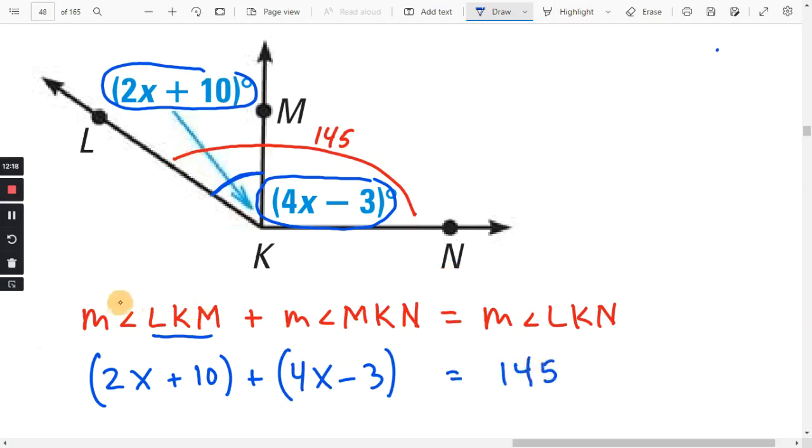All right, so the first one is the one on the left. And the second one is the one on the right. So the one on the right is this angle right here. Okay, I'm not saying it's a right angle. I'm just saying it's the angle on the right.